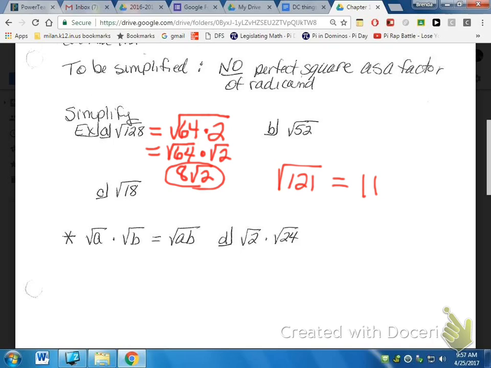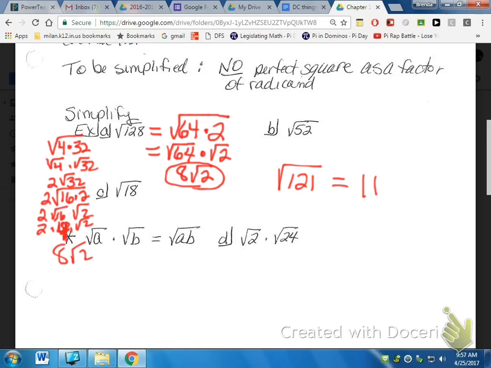You could have taken out 4. So let's say we did 4, and it would be 32. Well, that's all well and good. It's square root of 4 times the square root of 32, which is 2 radical 32. But radical 32 is not done, because in radical 32, I've got a 16 times a 2, don't I? And then it would be 2 times radical 16 times radical 2, which would be 2 times 4 times radical 2. Sorry, mess up there. Which would be 8 radical 2.